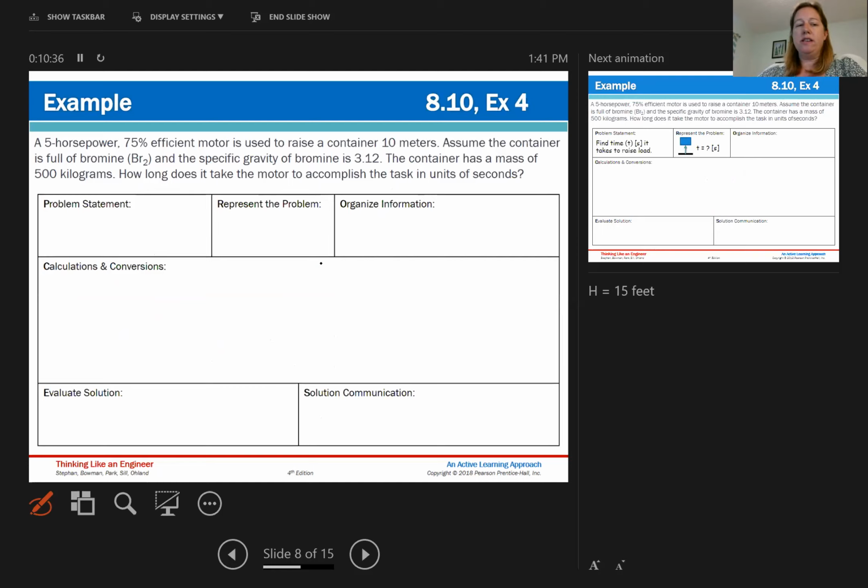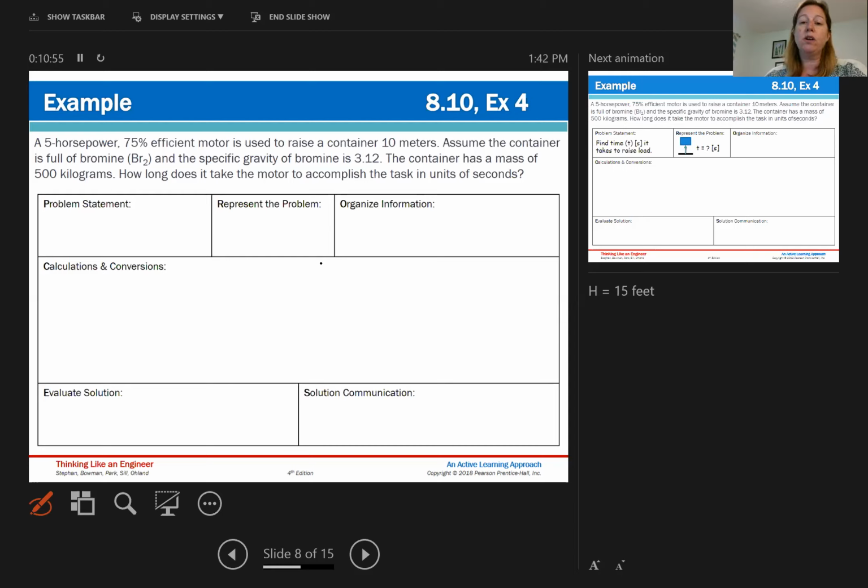So for our second example today, a 5 horsepower, 75% efficient motor is used to raise a container 10 meters. Assume that container is full of bromine and the specific gravity of bromine is 3.12. The container has a mass of 500 kilograms. How long does it take the motor to accomplish the task in units of seconds?